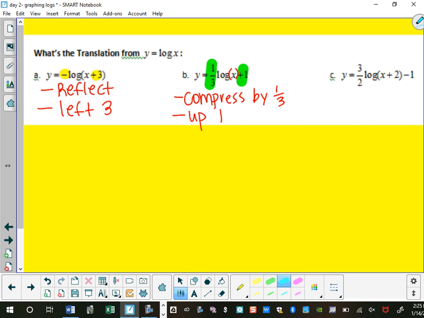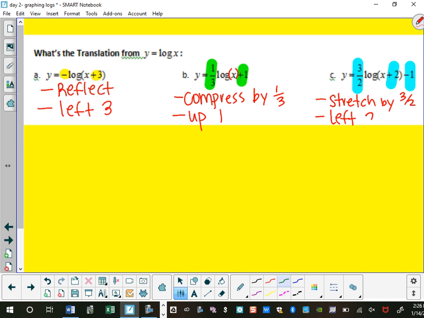Josue, the third one is all yours. We have 3 transformations. What are we doing here? What's the 3/2 telling you to do? Okay, so normally a fraction tells us to compress, but remember it has to be smaller than 1. Is 3/2 bigger than 1? So we're going to stretch. Alright, what about that +2? Left or right? And then the -1 at the end? Down.